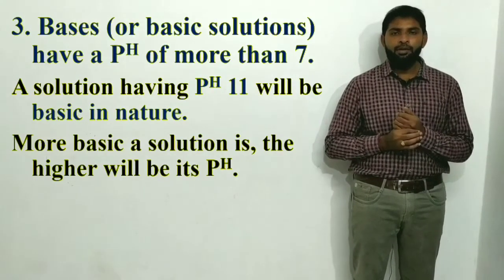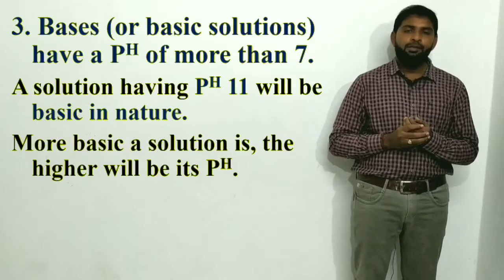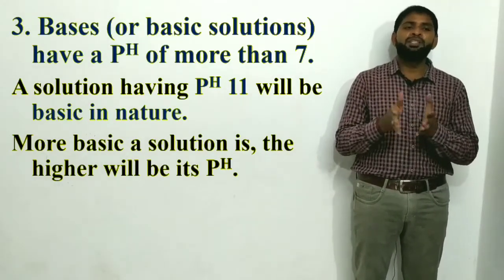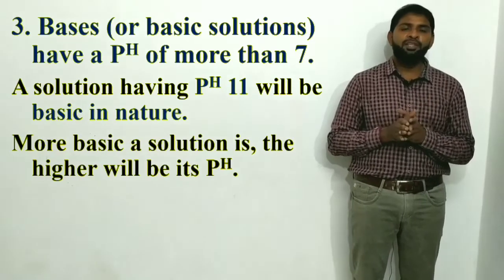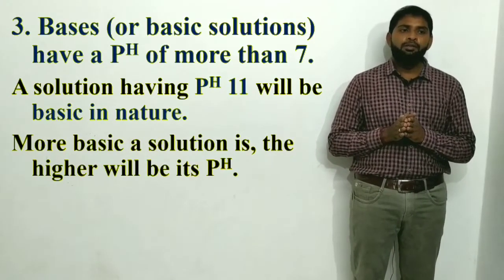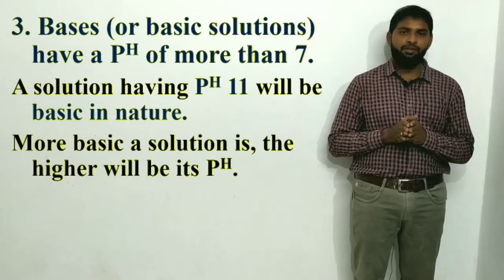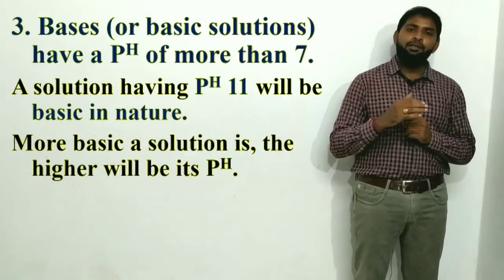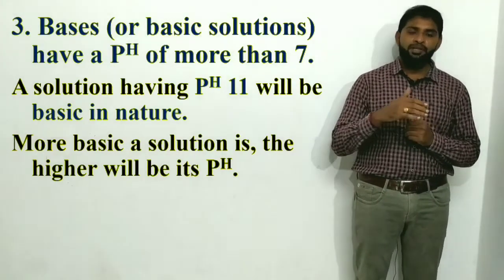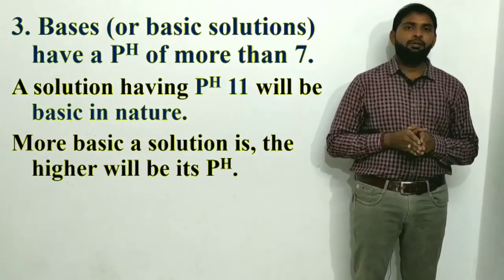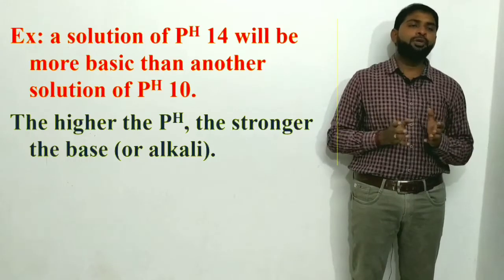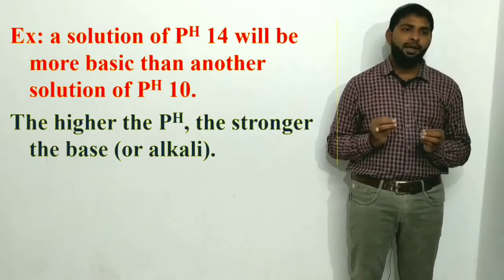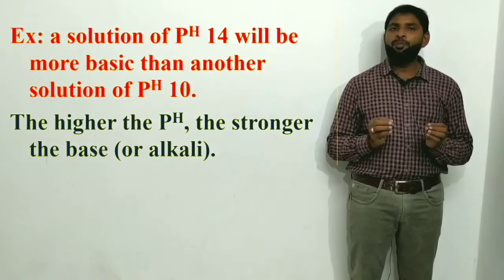For example, if you take a base whose pH value is 11, which is more than 7, that's why it is basic in nature. The more basic a solution is, the higher its pH. As the pH value increases, its basic nature and basic strength also increase. For example, a solution of pH 14 will be more basic than another solution of pH 10.